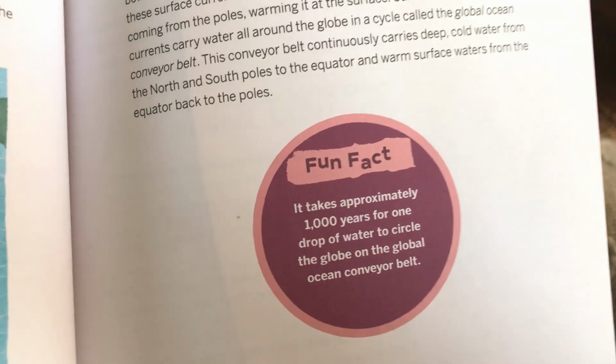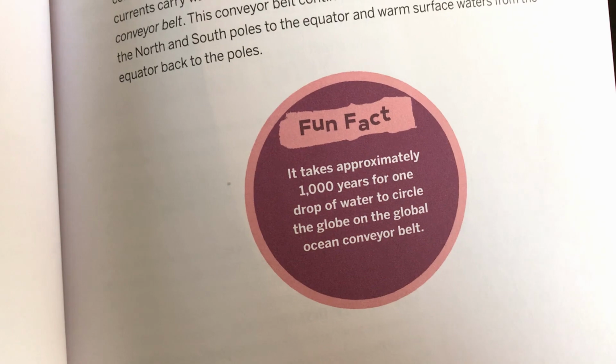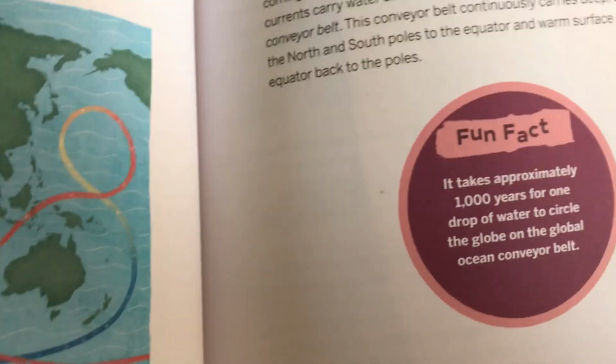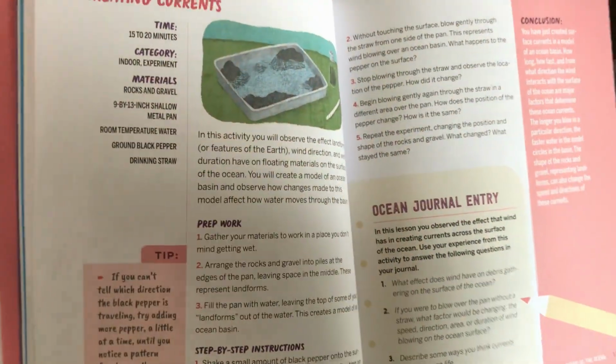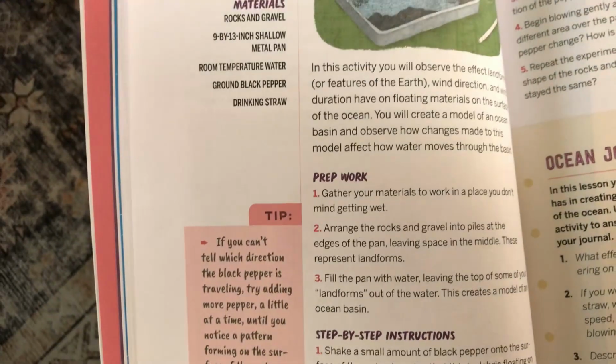All right, so we read through there. And fun fact, it takes approximately 1,000 years for one drop of water to circle the globe on the global ocean conveyor belt. Is that interesting, William? Yes, it is. Okay, let's take a look at the activity. Okay, it looks like this. Ooh, that's super good. Okay, so you guys are going to help me with the prep work.